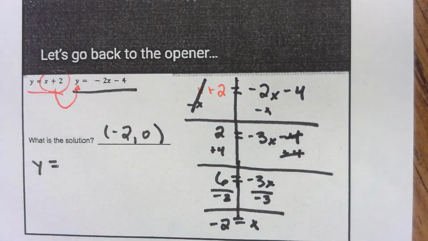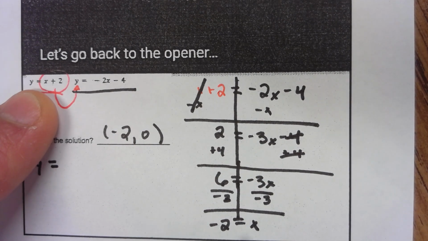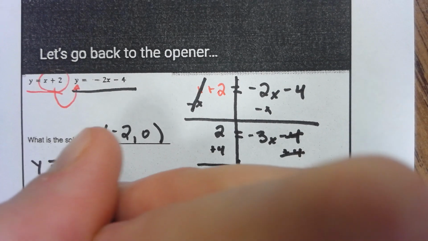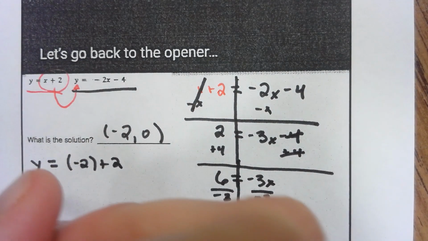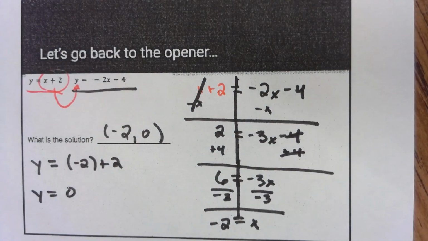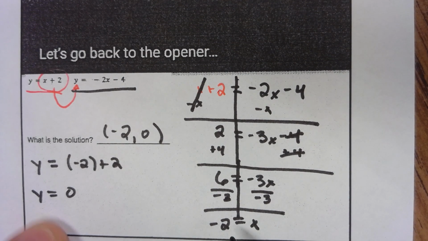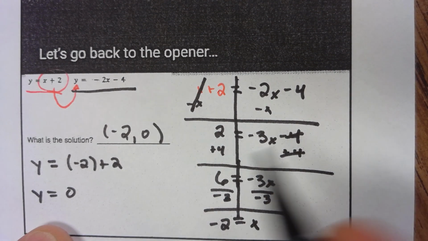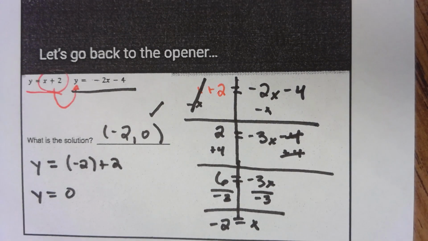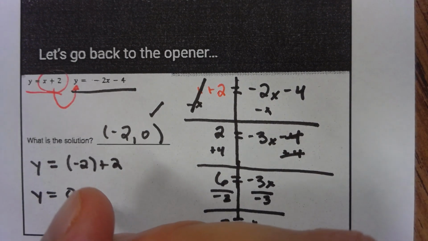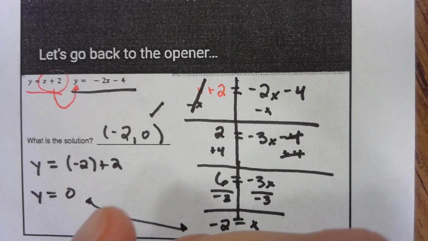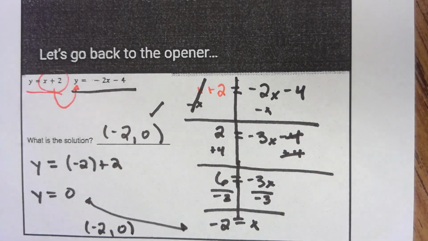I'm going to write y equals. This x is going to get replaced with what x is equal to, which is negative 2. So that's negative 2 and then plus 2. Well, negative 2 plus 2 is 0. So there's that x coordinate of negative 2, a y coordinate of 0, confirming that same solution that we got when graphing. And thus the solution is negative 2, 0.